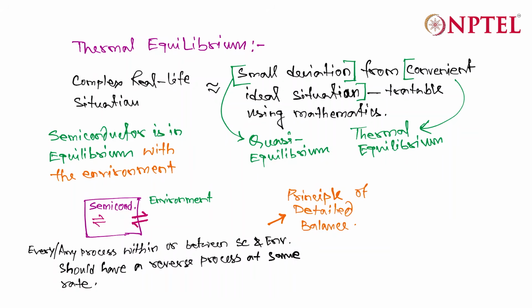Okay. So in this case, the small deviation is known as the quasi-equilibrium. We call it quasi-equilibrium. It's not equilibrium. Equilibrium is the convenient ideal situation. This is what equilibrium is. So what we do is, we start with an equilibrium situation and then we consider a small deviation so that we can solve the complex problem.